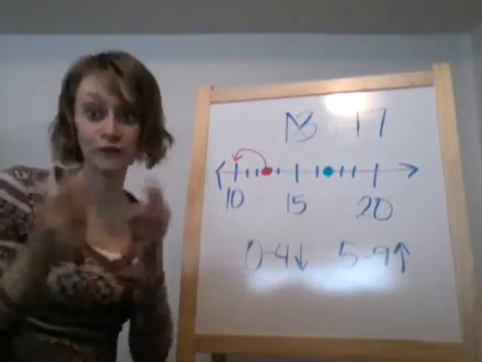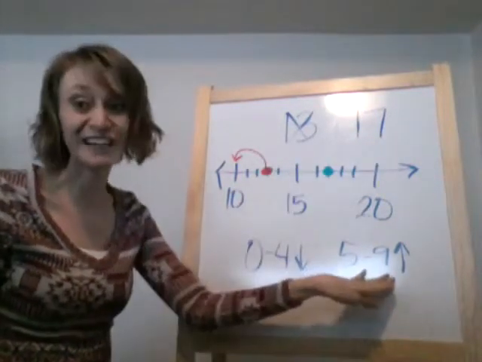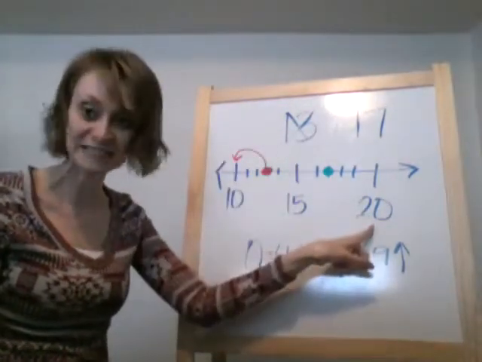Now, let's check with our first trick. In our ones place, we have a 7. That's between 5 and 9, so that's telling us to round up to 20.